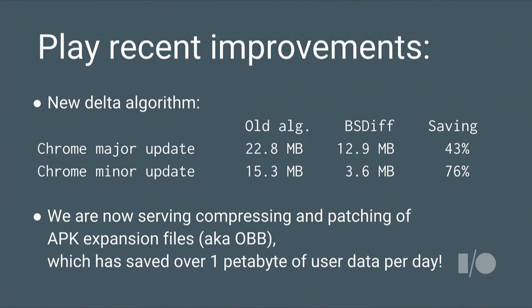From other news, we've also introduced patching and compression for the APK expansion files. That's mostly used for games, but it's super important. That's because games usually have lots of textures, huge level files. APK expansion files can be like a gigabyte in size. Imagine if from version to version you have to download over a gig, and a gig, and again a gig. Lots of bandwidth wasted, and we're now saving over a petabyte of data per day for our users thanks to that.